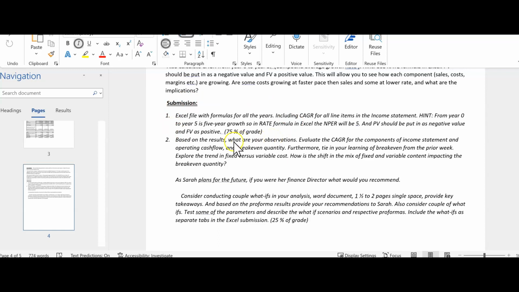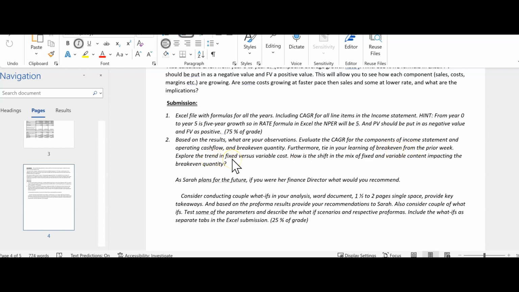Now, based on your Excel file that you're going to come up with, start to look at what your observations are. Look at the cost compounded average growth rate for the different components of the income statement. What do I mean by that? What rate is the sales growing? What rate are some of the other costs growing? Do we see a pattern that we should be concerned with? Is something helping us?